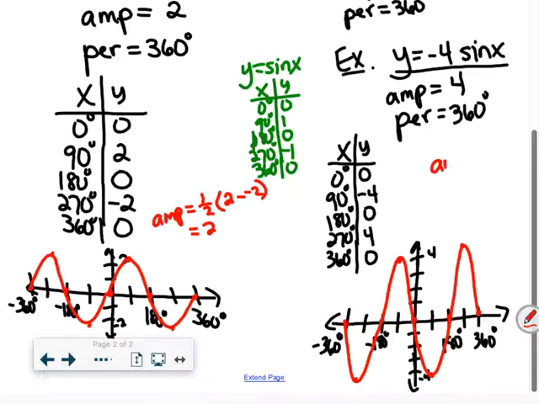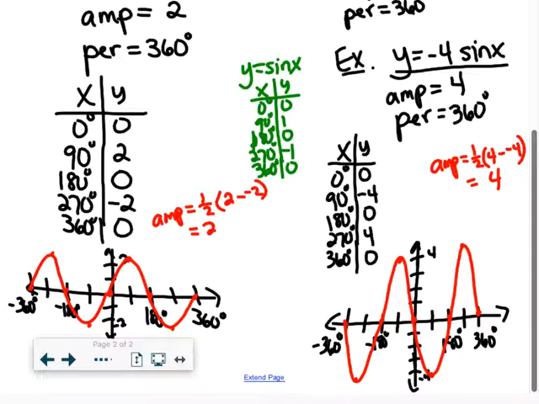So look at my amplitude. It is still 1/2 the maximum minus the minimum. So amplitude will always be positive. So that's why the amplitude is 4 and not negative 4. All right, so amplitude. Amplitude is a vertical stretch or shrink. If there's a negative out front, that's a reflection.